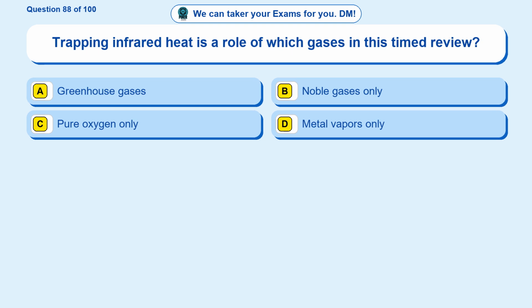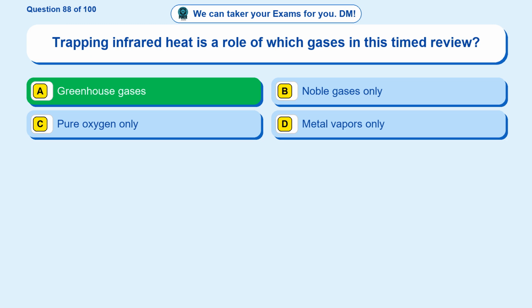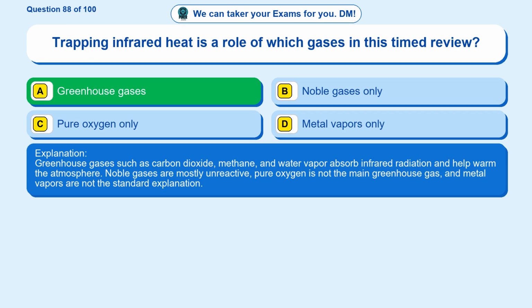Question 88. Trapping infrared heat is a role of which gases in this timed review? Option A, greenhouse gases. Option B, noble gases only. Option C, pure oxygen only. Option D, metal vapors only. The correct answer is option A. Greenhouse gases. Greenhouse gases such as carbon dioxide, methane, and water vapor absorb infrared radiation and help warm the atmosphere. Noble gases are mostly unreactive, pure oxygen is not the main greenhouse gas, and metal vapors are not the standard explanation.